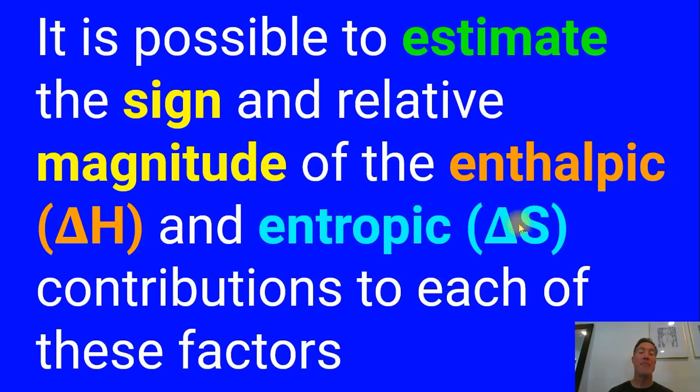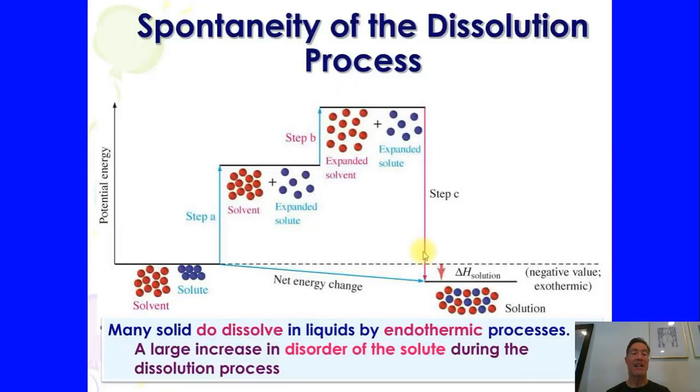We can estimate the sign and magnitude of the energy changes as well as the entropy changes for each of these factors. So as you can see, this is much more organized. When we break those apart, which costs us energy, we are going to get an increase in entropy. So the entropy will increase when we break the solvent apart. The entropy will increase when we expand or break the compound apart.